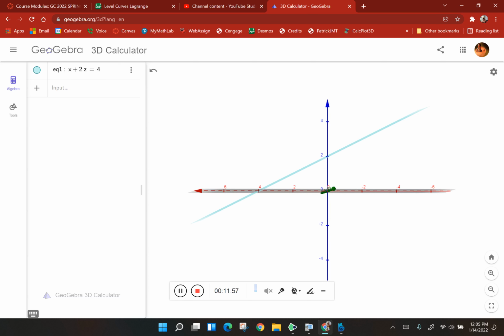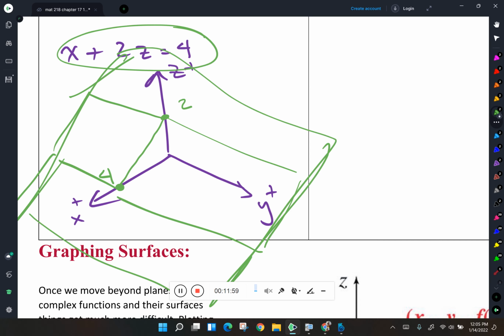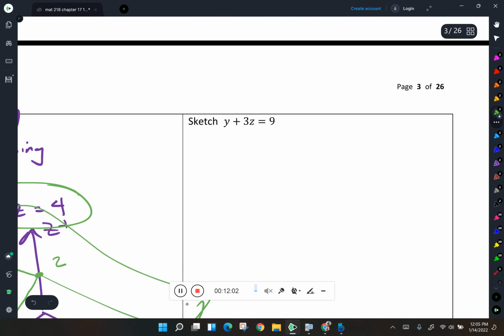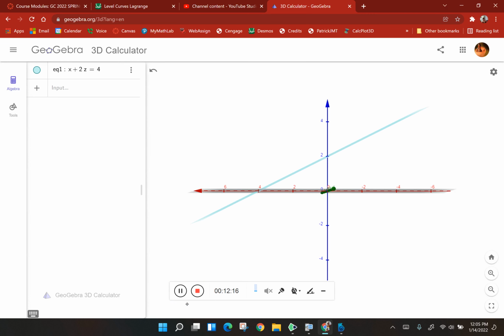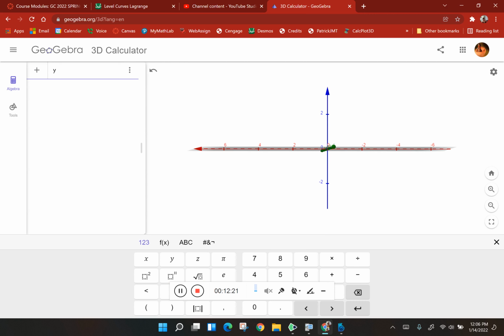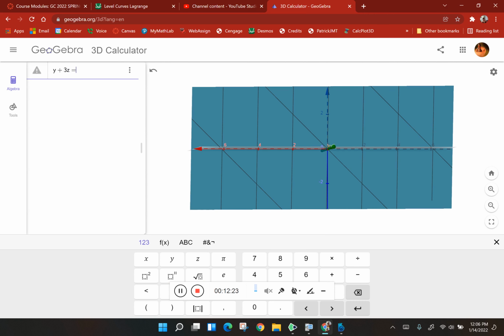Using that exact same logic, do you see how there's no x? So this is going to be a ramp, just like the last one. The surface of the ramp is going to be parallel to the x-axis. It's never going to intersect that x-axis. So let's go take a look at it. Let's get rid of this one, delete. And it was y plus 3z equals 9.